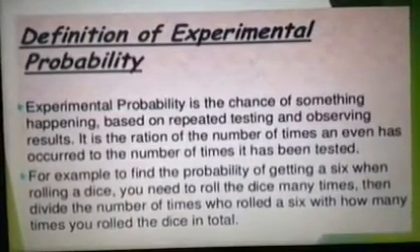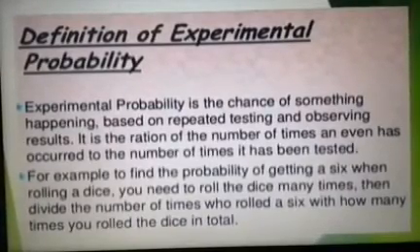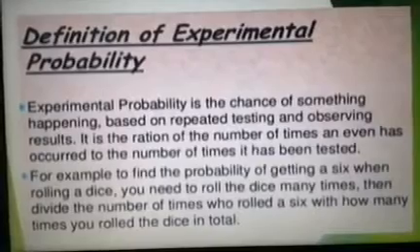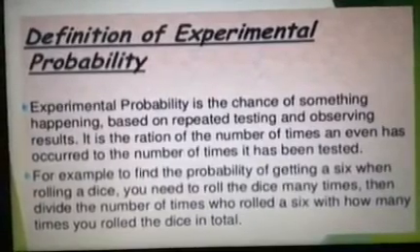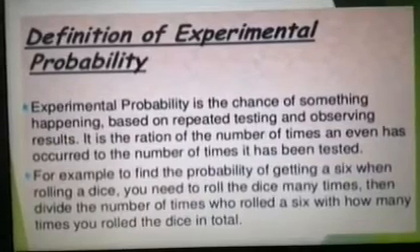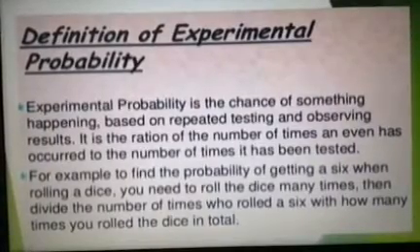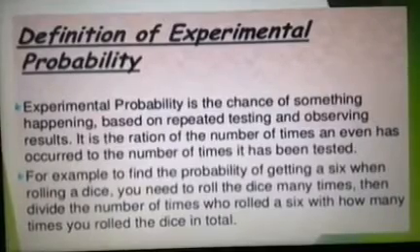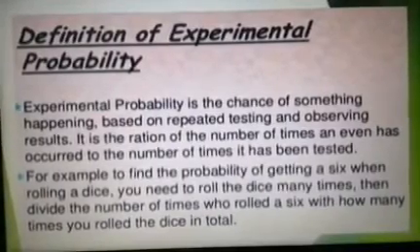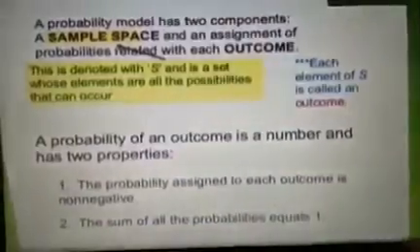To find the probability of getting a 6 when rolling a dice. You have seen dice, right? You can see that from 1 to 6 it has been placed. It's a cubical shape where you can see 1, 2, 3 dots on the dice. So you need to roll the dice many times, then divide the number of times you rolled a 6 by how many times you have rolled the dice in total. So this way you will get the probability.